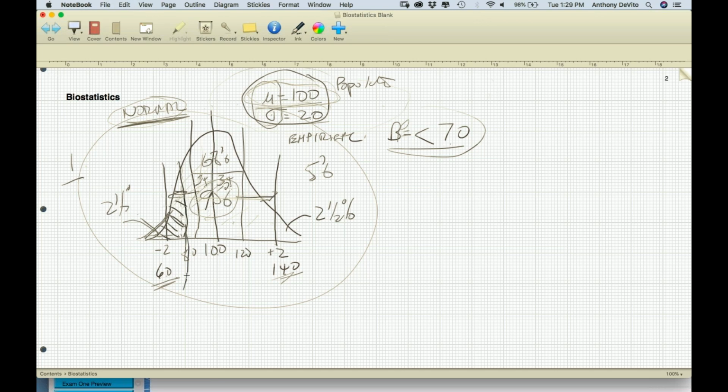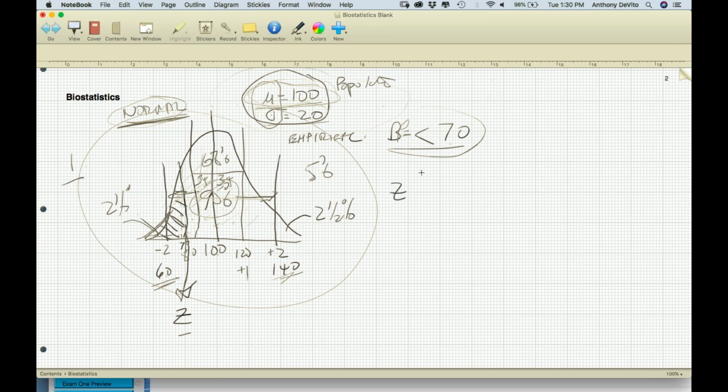Well, I need to know the number of standard deviations below the mean that this value 70 represents, right? So in other words, I need to know the number of standard deviations, which we also call the z-score. Z-score is just another way of saying the number of standard deviations away from the mean. If it's a negative number, it's below the mean. If it's a positive number, it's above the mean. So 120 would have a z-score of +1. 140 would have a z-score of +2.